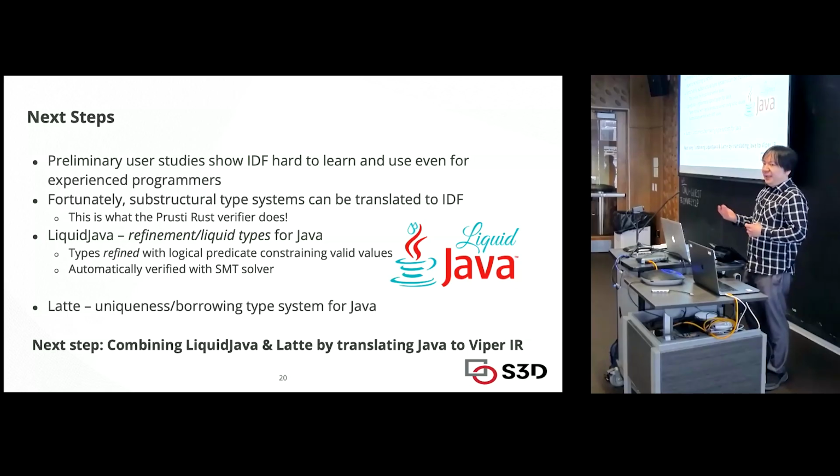So at Jonathan's research group, we are working on Liquid Java, refinement types and liquid type systems for Java. For those who don't know, that's types refined with a logical predicate that constrain valid values, which are then verified with an SMT solver, and then we combine those with a Rust style uniqueness borrowing type system for Java. And so the next step is to build this debugger for Liquid Java and LaTeX combo by translating Java to Viper IR.